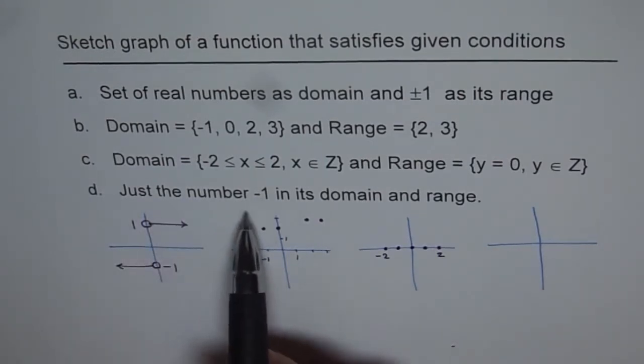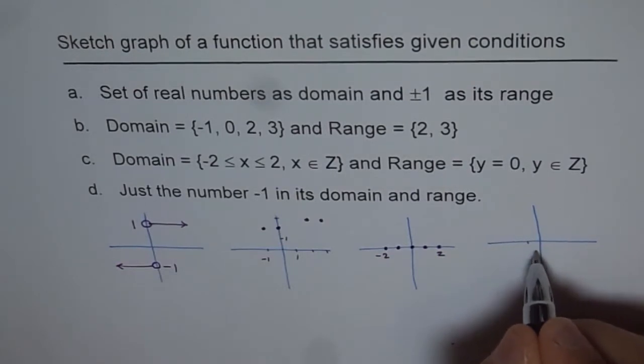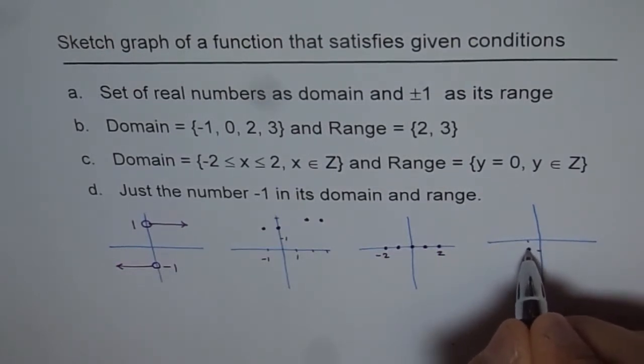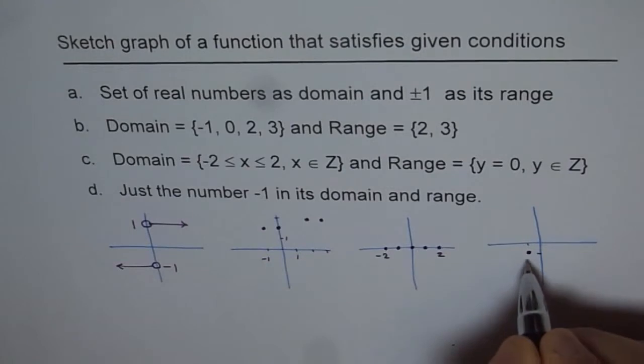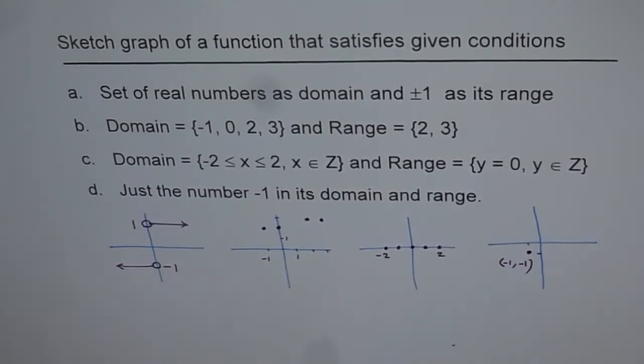D is just the number -1 in its domain and range. That means we only have one single point here, which is (-1, -1), right? So this point is (-1, -1), and that satisfies the condition. So that is how we can draw these graphs.